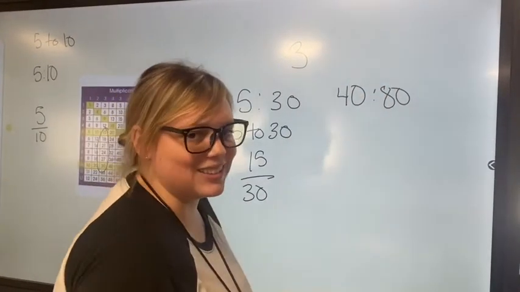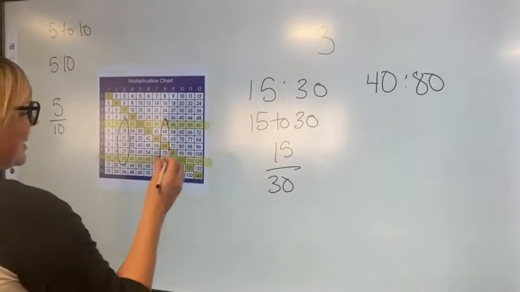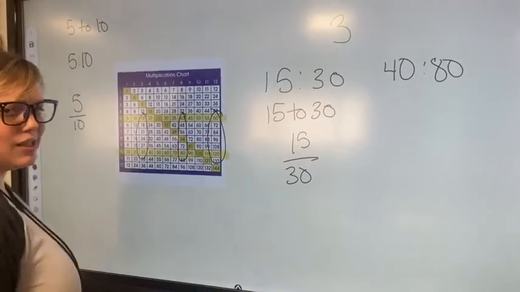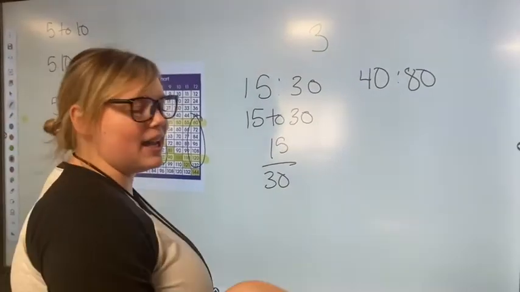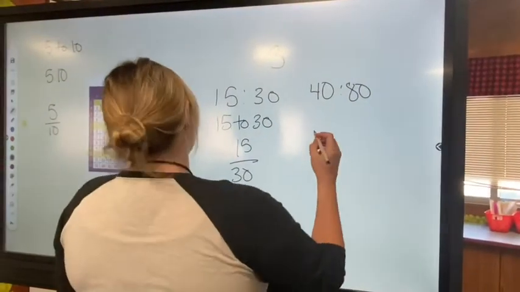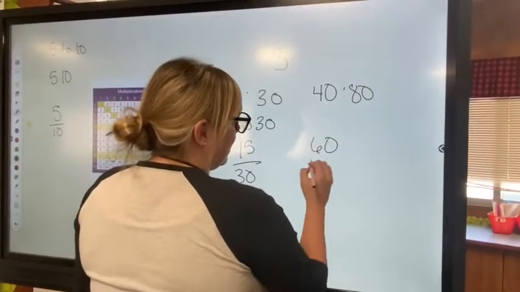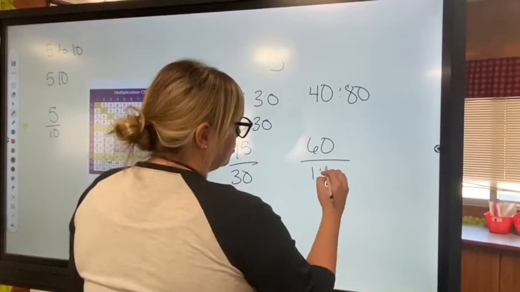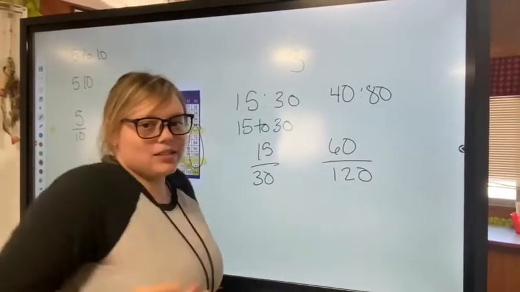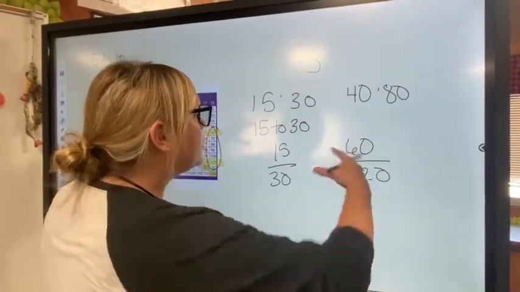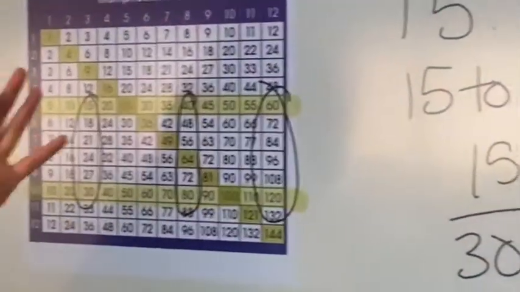Or, I'm not going to continue all those. And my last one, I could do 60 and 120. Oh, Mrs. Cortez, you are impressed. Yeah, I would be if you came up with that. 60 and 120. And that's all you have to do. You're finding equivalent ratios using that multiplication chart.